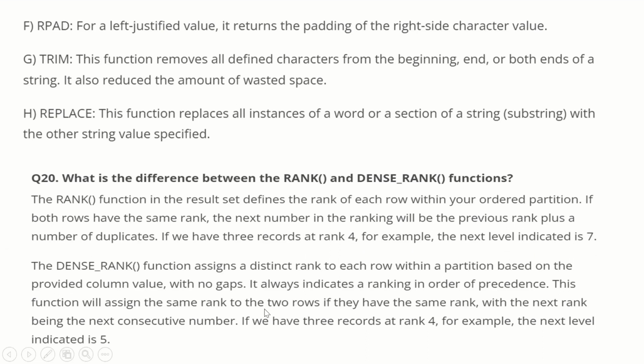The dense rank function assigns a distinct rank to each row within a partition based on the provided column value with no gaps. It always indicates a ranking in order of precedence. This function will assign the same rank to the two rows if they have the same rank, with the next rank being the next consecutive number. If we have three records at rank 4, for example, the next rank level indicated is 5.